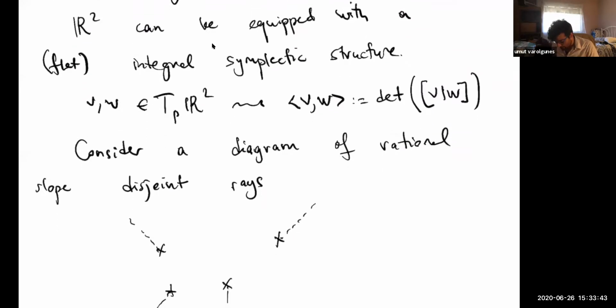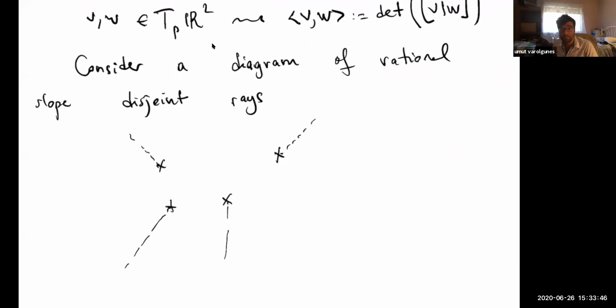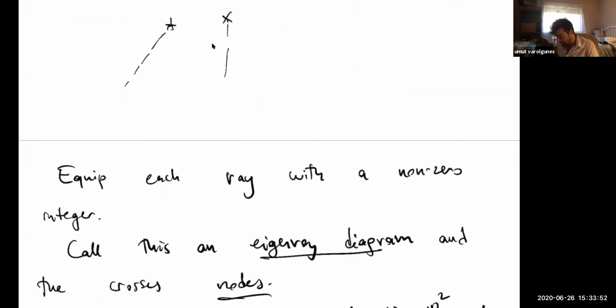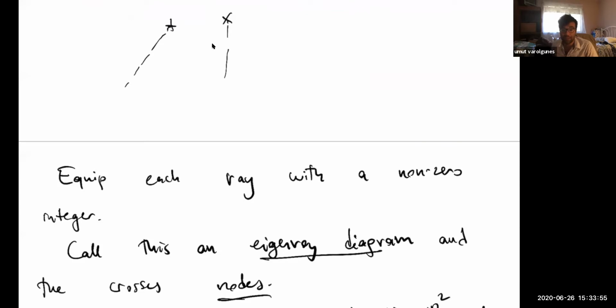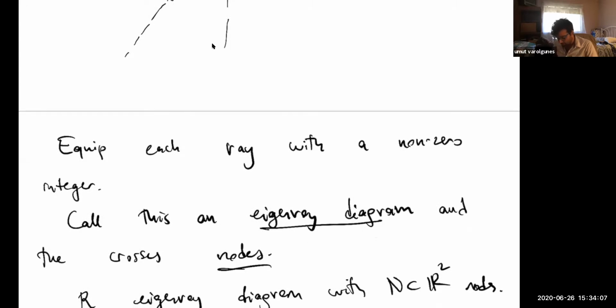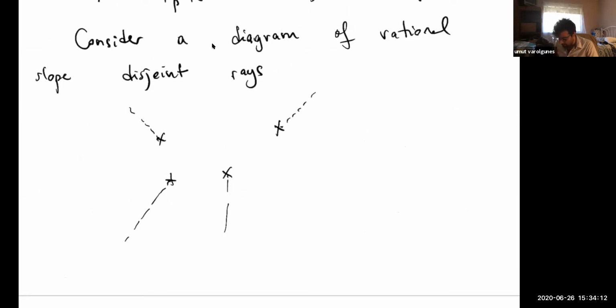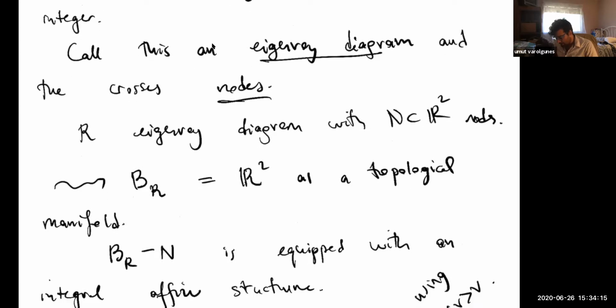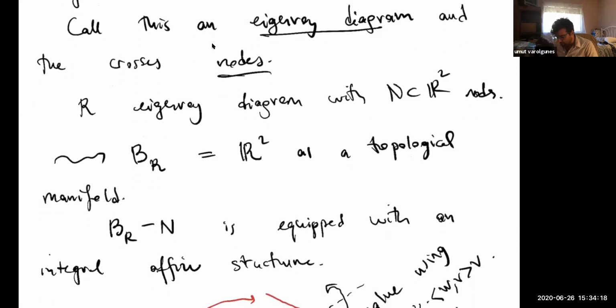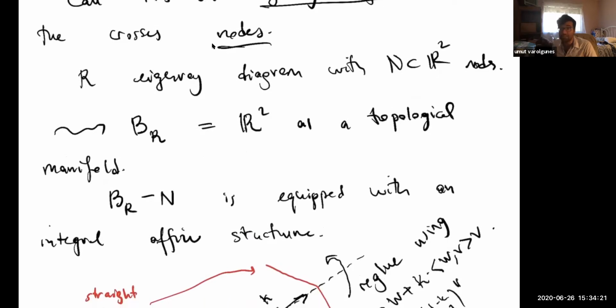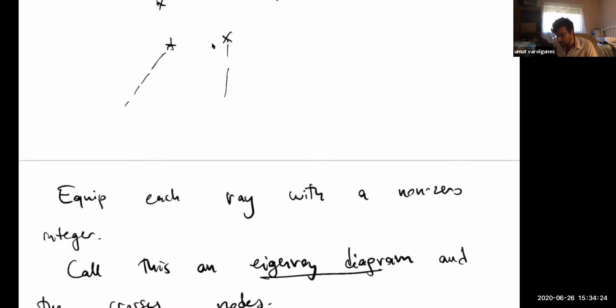Okay, now I want to consider a diagram of rational slope disjoint rays in R2. I also want to equip each ray with a non-zero integer, though I'm going to take this out later, but the story can accommodate this extra data. I want to call this an eigenray diagram, and the crosses are nodes. So if I have an eigenray diagram, something that looks like this with some numbers, then from that data I can obtain a topological manifold with an integral affine structure in the complement of the nodes. The nodes are these crosses where the rays begin.